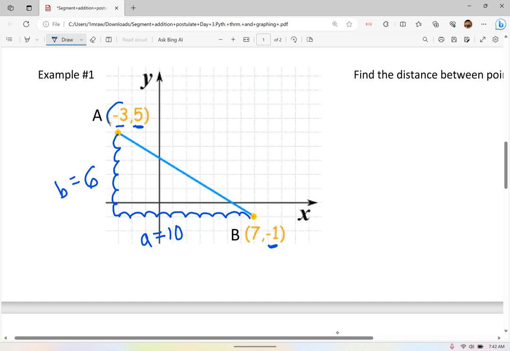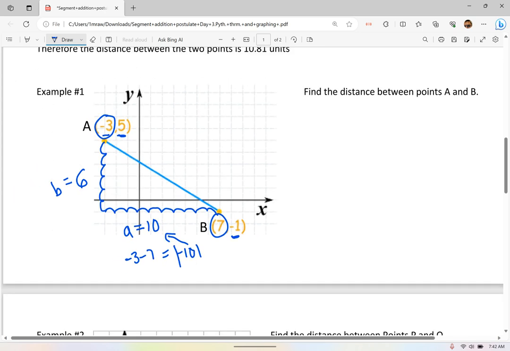And if we did -3 minus 7, that gives me -10. But it's the absolute value, and that's how we get +10. So now this is what we're looking for, C, our distance between points A and B. So we can say 10 squared plus 6 squared equals c squared.